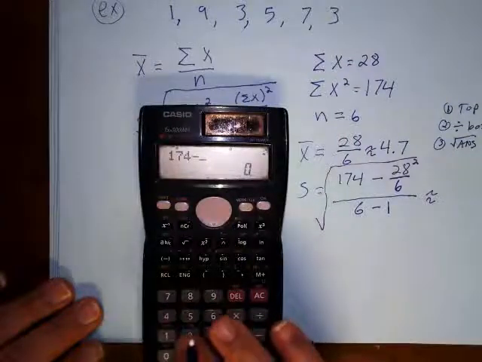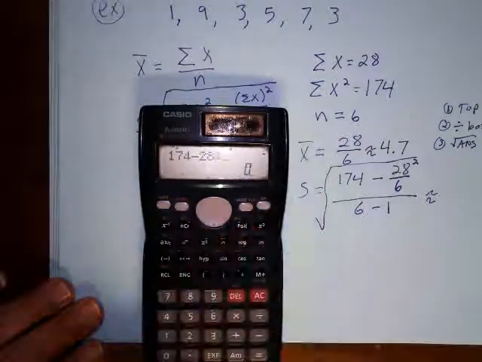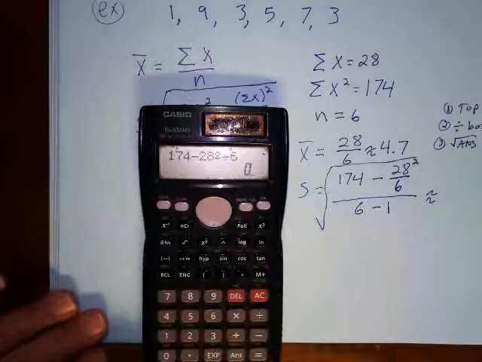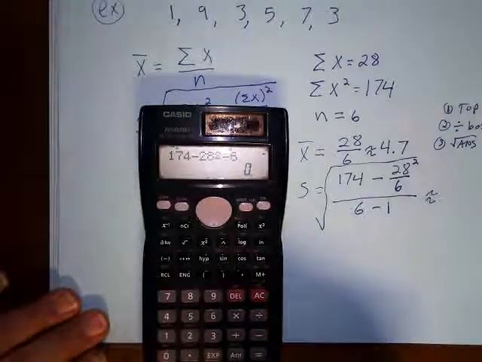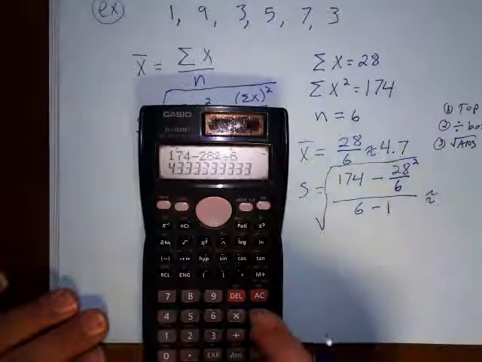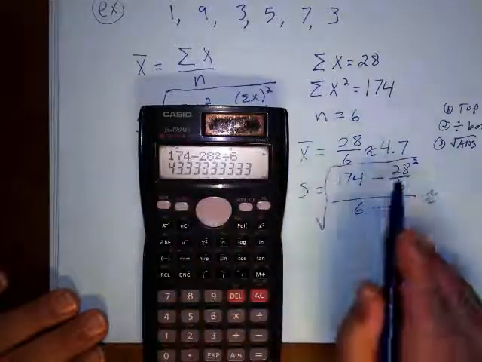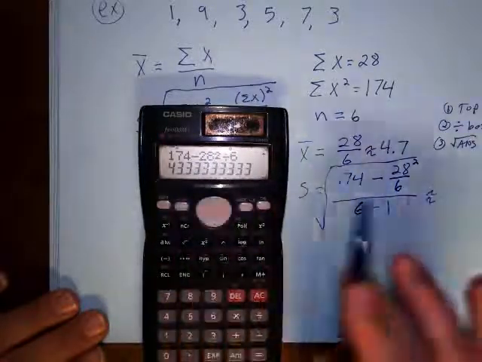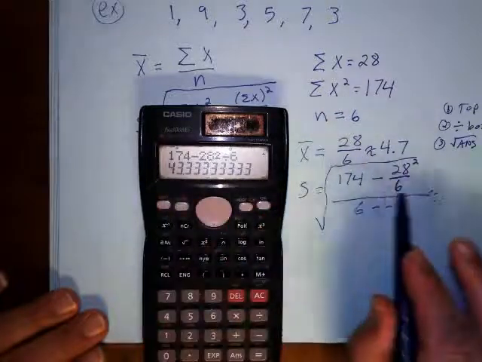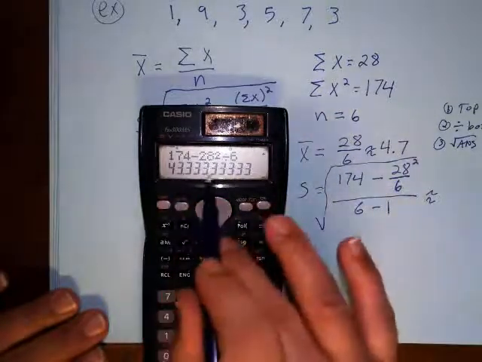174 minus 28 squared divided by 6. Okay. And then you hit equal, and that's the top. So notice when I put this in, I don't need any parentheses or whatever, because it'll do the order of operations. It'll square the 28, divide by 6, and then subtract the 2. That's what you want it to do.